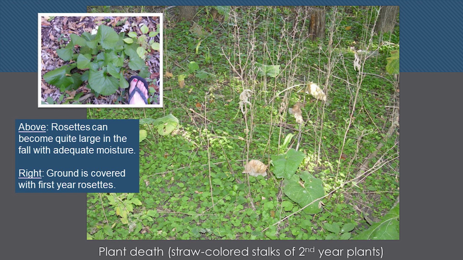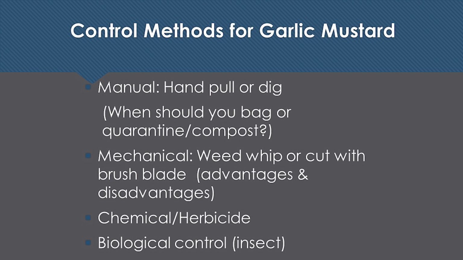I was covered with first year rosettes. So what should I be saying? I'll cover that later. So that's the end of that life cycle. So we just went through that biennial life cycle from the beginning all the way to the end. So now we're talking about control methods.